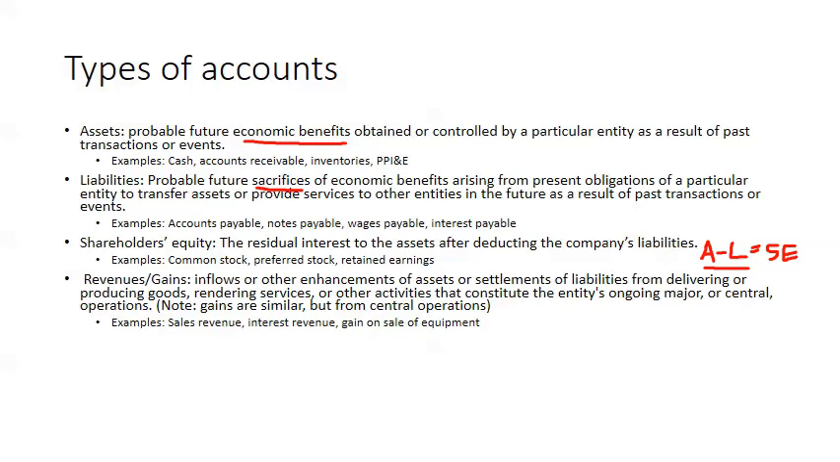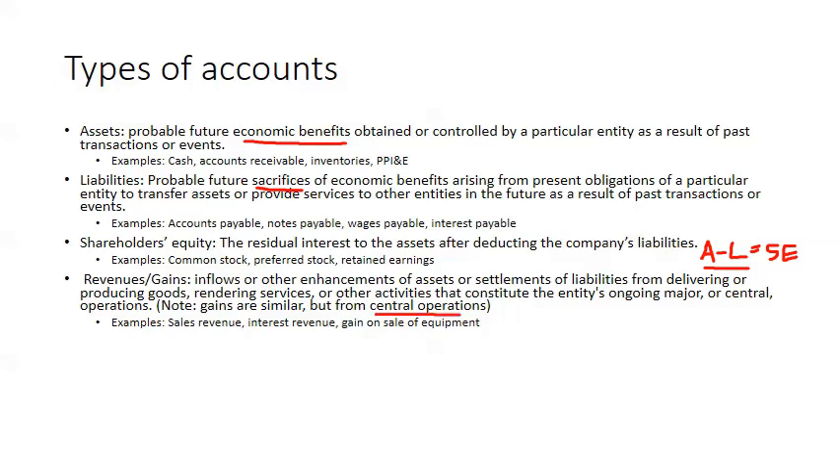Revenues and gains. Now those are two different types of accounts, but they're very similar, so I tend to throw them together. They are inflows or other enhancements of assets or settlements of liabilities from delivering or producing goods, rendering services, or other activities that constitute an entity's ongoing major or central operations. Note gains are similar, but typically not from our central operations.